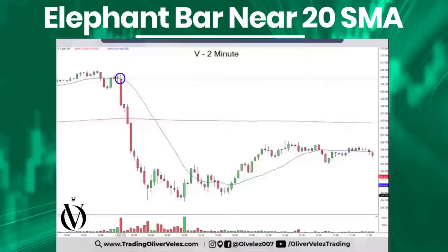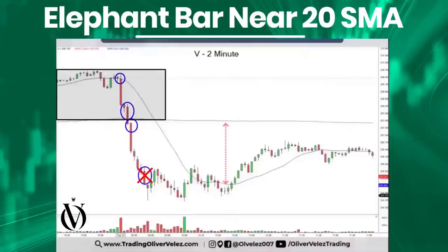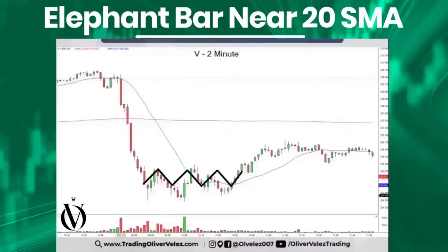This one's near the 200. You can be near the 200 or near the 20. This one's still near. This one is far. That's not yours. Okay? And we go from flat to wide. We're starting to get wide now. And as you can see, the stock's movement to the downside starts to wane.